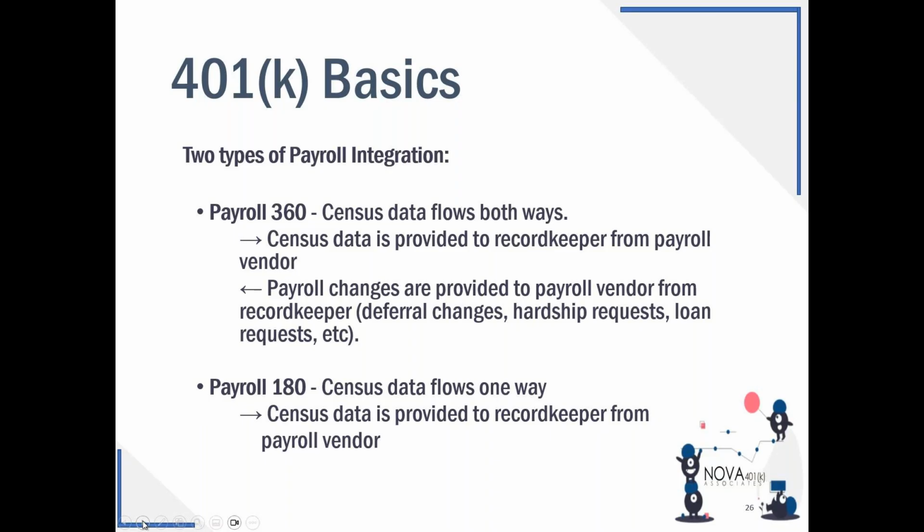Payroll 180 is where the census just flows one way, and that's where the payroll provider is able to give the record keeper information each payroll period, but the record keeper doesn't provide any information to the payroll provider. So in that type of setup, the plan sponsor won't have to give anything to the record keeper on a payroll basis, but they will have to give any deferral changes that take place at the record keeper, new loan repayments, they'll have to communicate that themselves to the payroll provider.